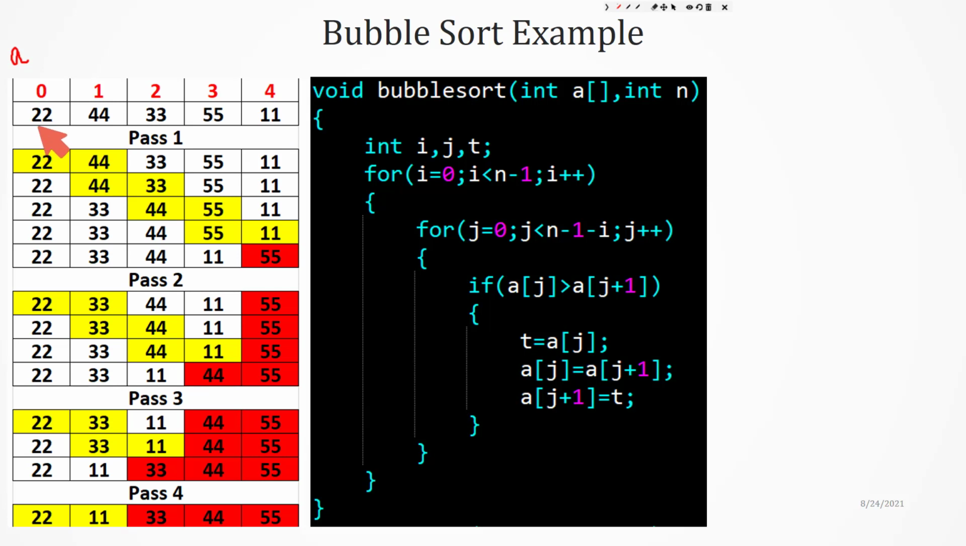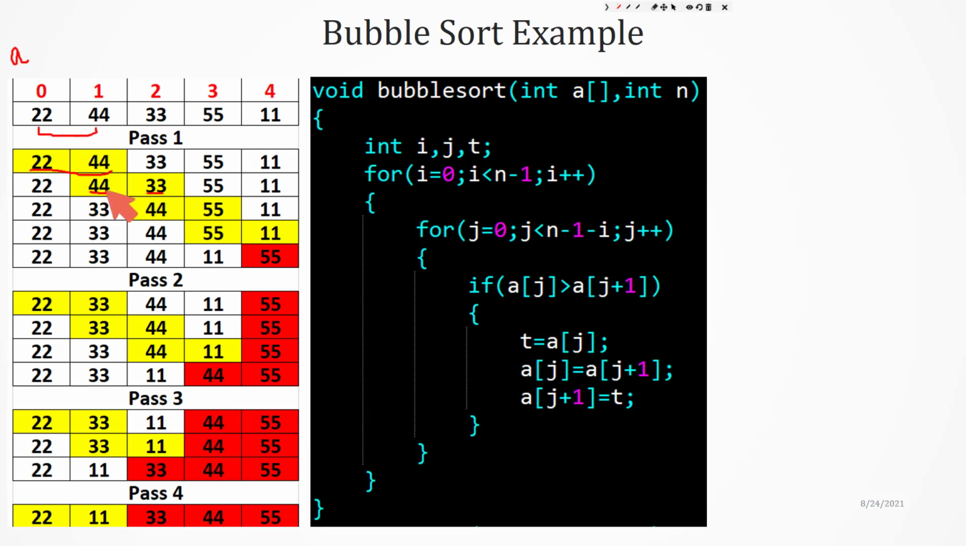First, I will compare 22 and 44. When we consider 22 and 44, it is already in order because it is already in ascending order. So there will be no changes in the array. First 22 and 44 are compared, there is no change. Next, 44 and 33 will be compared.